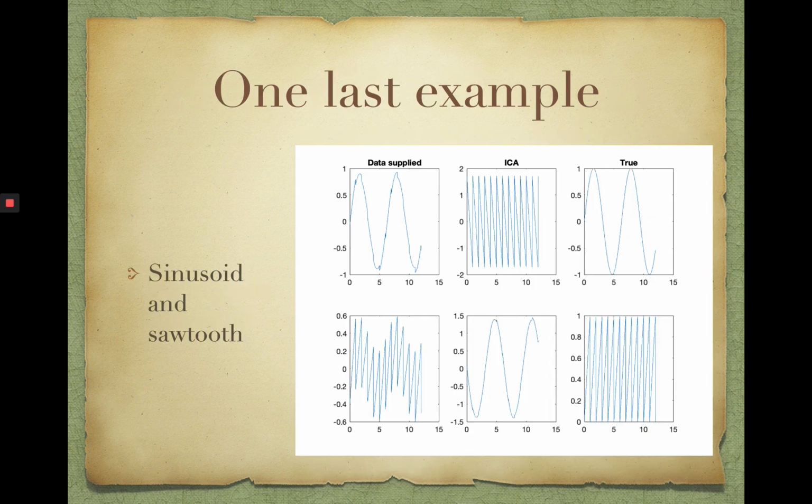It worked well. Here's one more example. A sinusoid and a sawtooth. If you look in the far right column called true, you can see the sinusoid and you can see the sawtooth. They have drastically different periods and everything else. If you look on the far left, the measured or the data that was supplied, you'll see basically a sinusoid with a small sawtooth on top of it, kind of making this chopped up sinusoid.